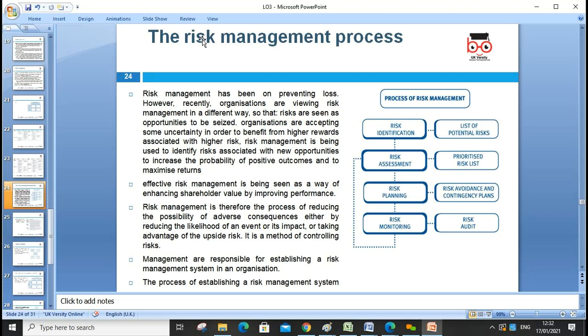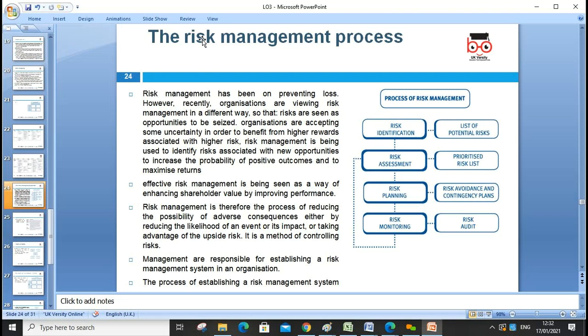Risk assessment: prioritize it based on high and low risk. We have financial risk, political risk, market risk. What risks do we have? Assess the risk, which one is high, which one is low. You plan a strategy, a contingency plan.